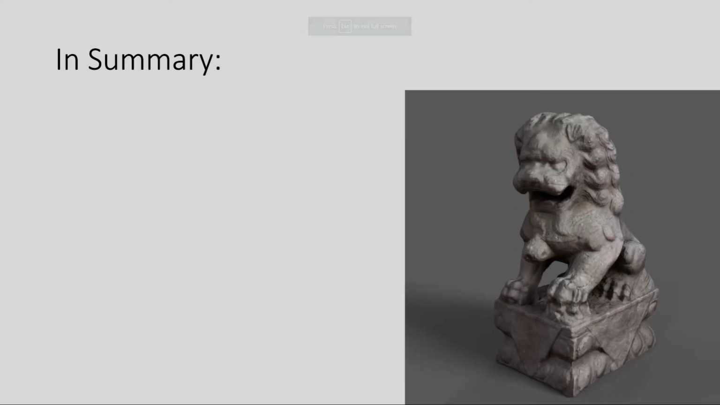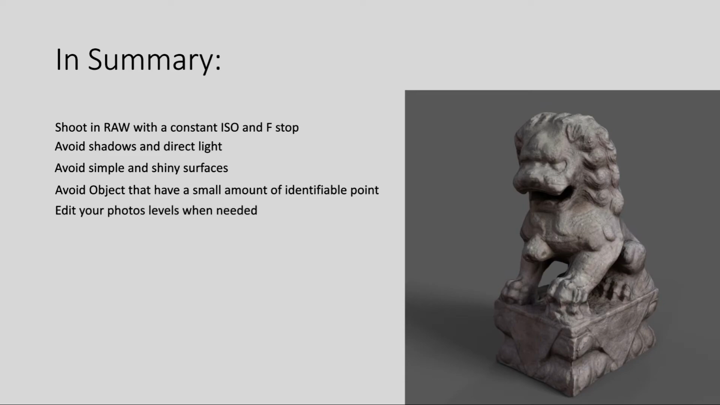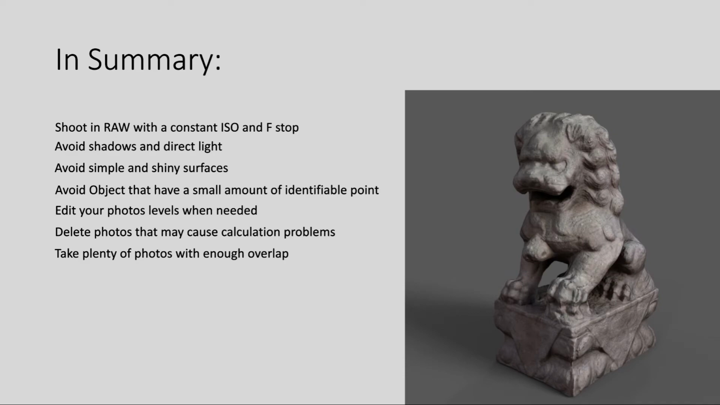Okay, so that pretty much concludes this video. In summary, shoot in RAW with a constant ISO and f-stop. Avoid shadows and direct light. Avoid simple and shiny surfaces. Avoid objects that have a small amount of identifiable points. Edit your photo levels when needed. Delete photos that may cause calculation problems. Take plenty of photos with enough overlap. And most importantly, have fun and experiment.